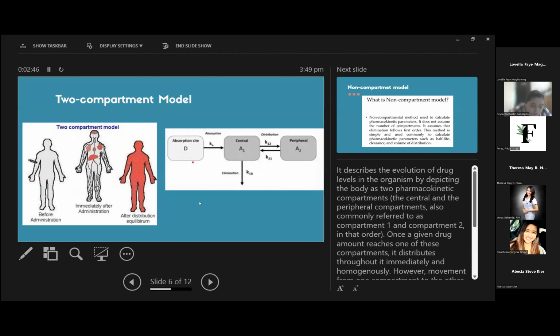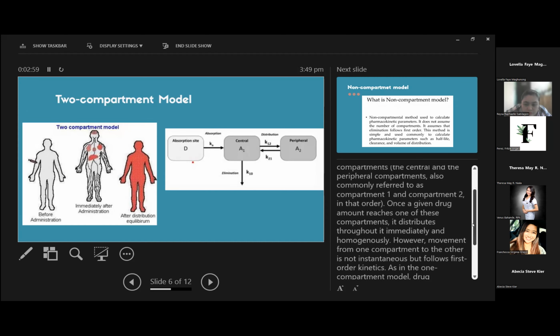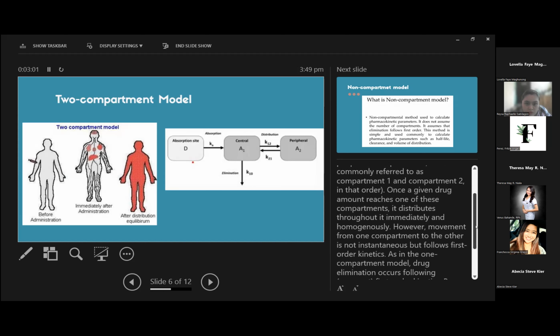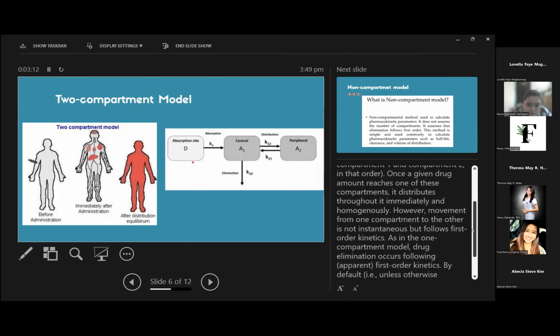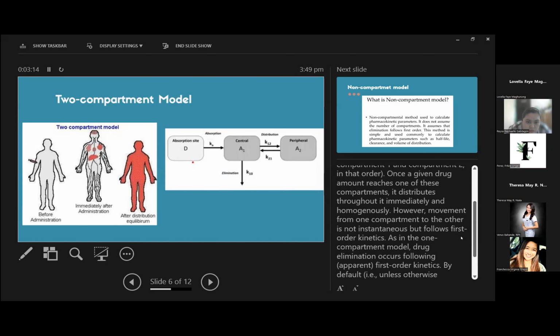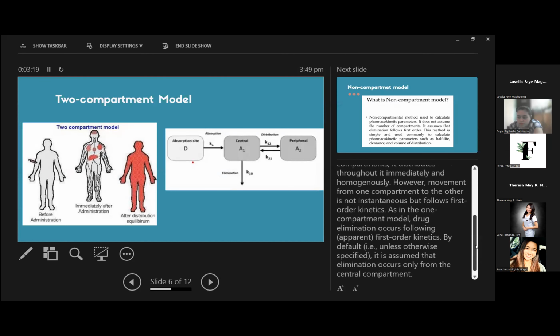The 2-compartment model describes the evolution of a drug level in the organism by depicting the body as 2 pharmacokinetic compartments. So it is also referred to as compartment 1 and compartment 2. Once a given drug amount reaches one of these compartments, it distributes throughout it immediately and homogeneously. However, the movement from one compartment to the other is not instantaneous but follows first order kinetics.